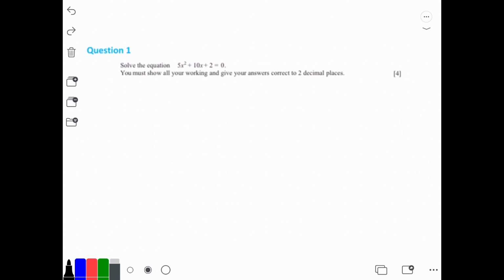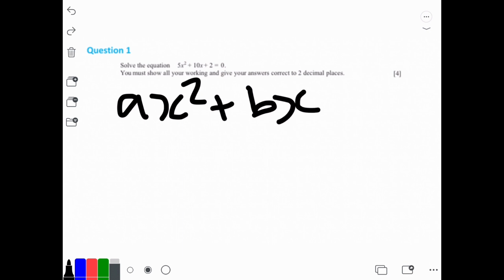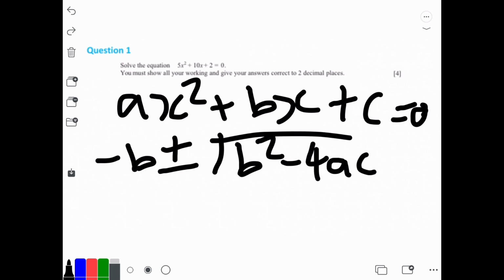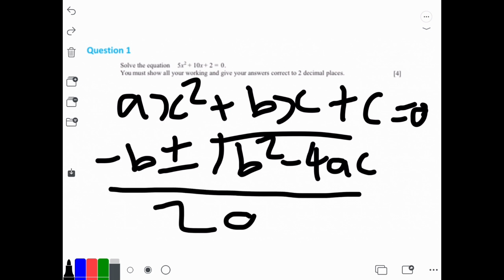For this, we can use the quadratic formula, which states that when ax squared plus bx plus c is equal to 0, x is equal to minus b plus or minus root b squared minus 4ac over 2a.